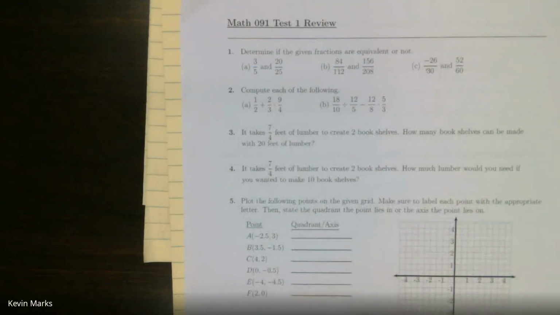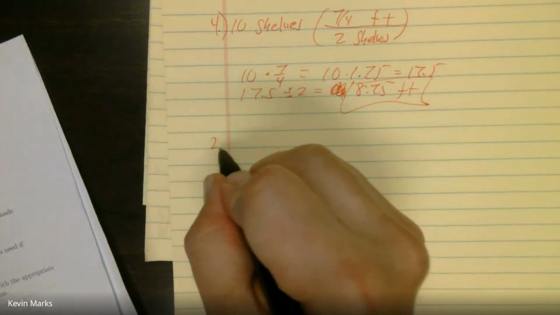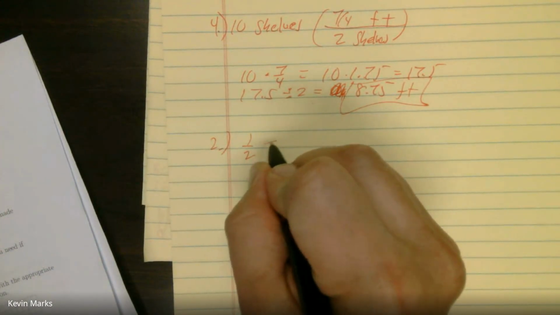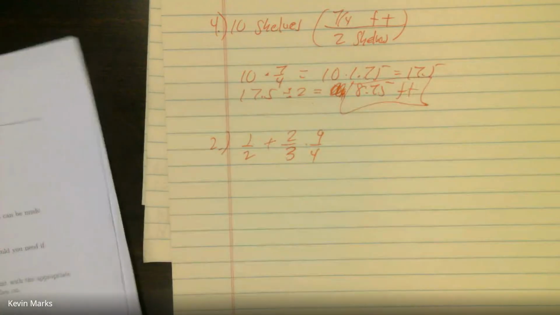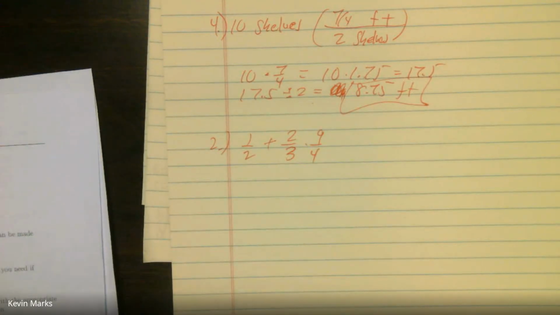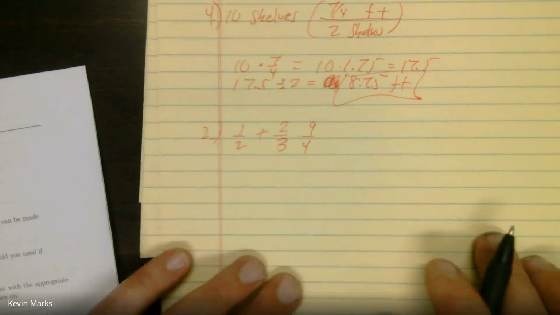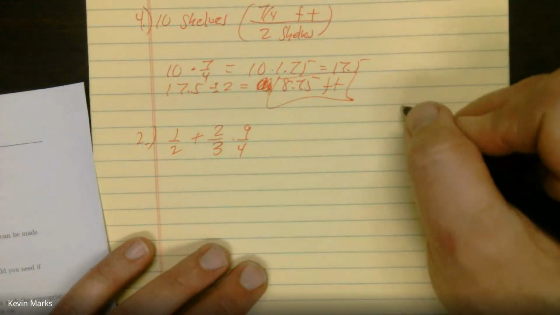Right. I don't know why, but I skipped 2. So let's go back and talk about these real quick. So with 2, you got 1/2 plus 2/3 times 9/4. Okay. So here, it's all about that order of operations, right? So if you guys remember, we'll talk a lot more about this later as well.